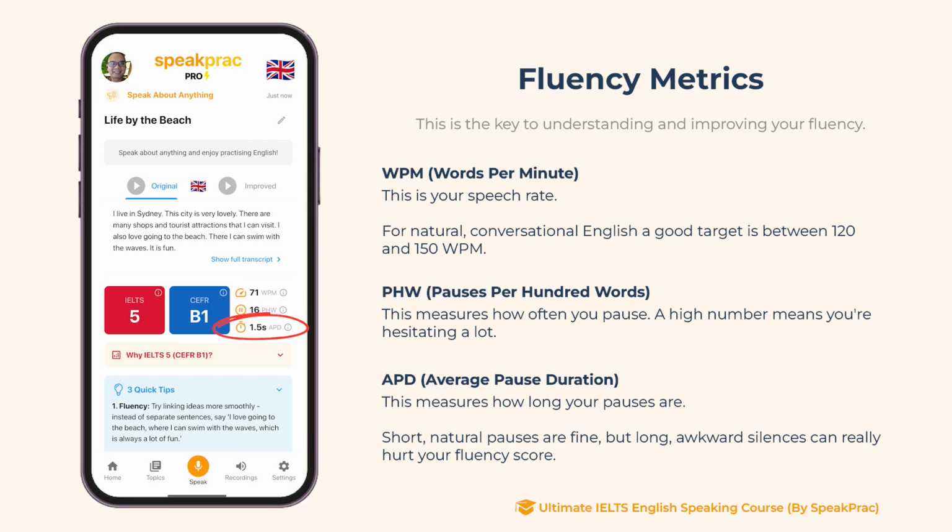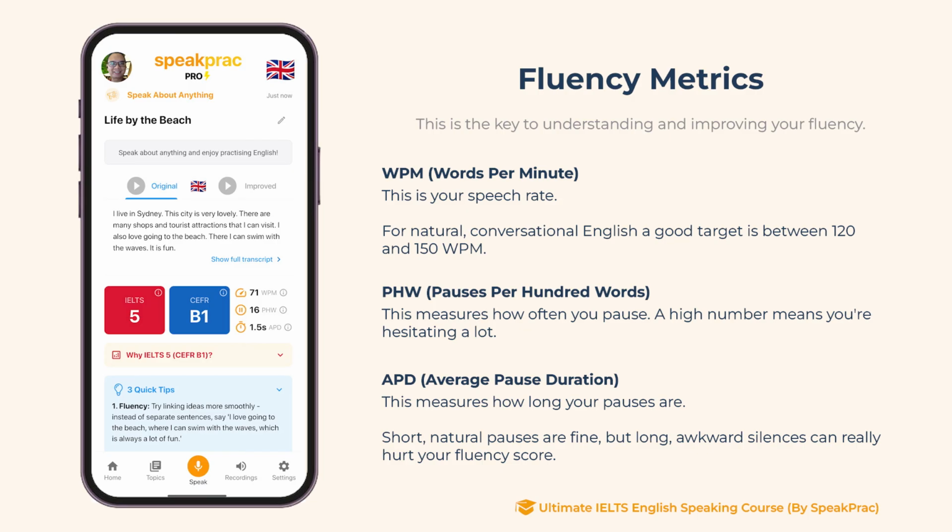Finally, there's APD, or average pause duration. This measures how long your pauses are. Short, natural pauses, of course, are fine. Everyone uses them to breathe or think. But long, awkward silences can really hurt your fluency score.